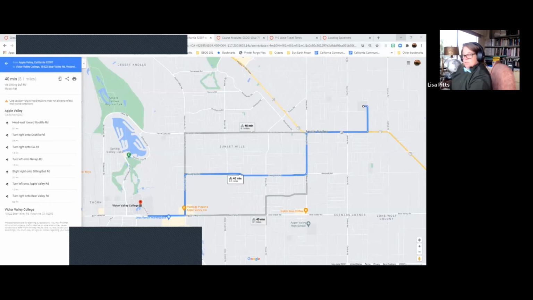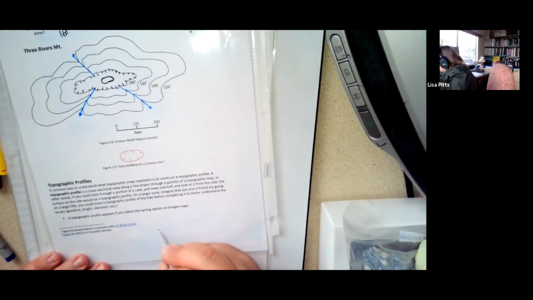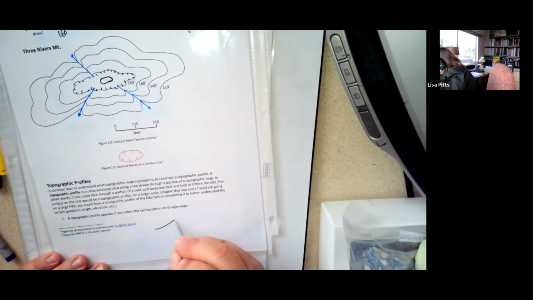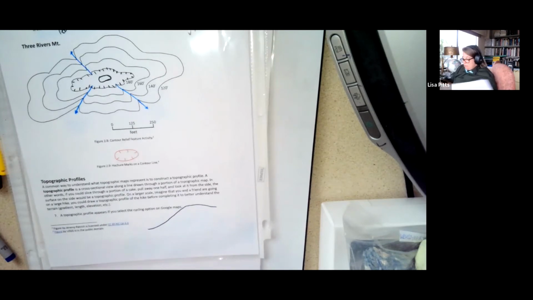All right, so draw a topographic profile if you cycled. It looks like this. And then I had to go way up and then back down a little bit like that. There's my topographic profile. No one's ever going to know the difference.